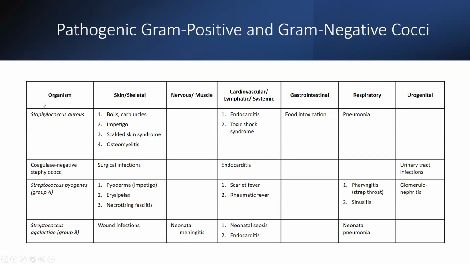It'll give you the organism, and some places you could find it, in the skin or what it could cause in skin, skeletal, nervous or muscle conditions, cardiovascular, GI, respiratory, urogenital. So this can be a great place to start if you're trying to match path to disease or path to bug. That can be a good place to start getting some name recognition for these organisms, identifying what bug causes what condition or disease most commonly.